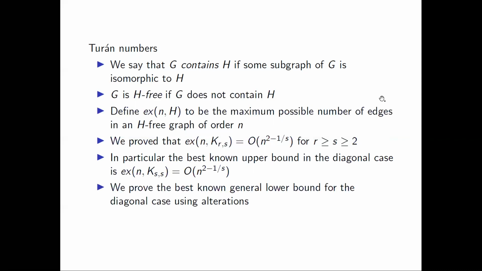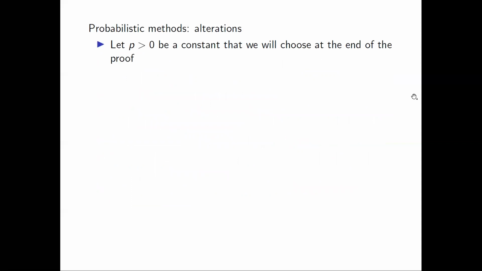So we're going to prove the best known general lower bound for this Turan extremal function of complete bipartite graphs of equal sizes. And this is the best known general lower bound up to a constant factor. And we're going to use probabilistic methods for this. Specifically, we'll use alterations. So we're going to start out by saying that p is greater than 0 and it's some constant, and we're going to choose it at the end of the proof. So we're going to do this proof in terms of p, and then at the end, we will choose p so that things work out.